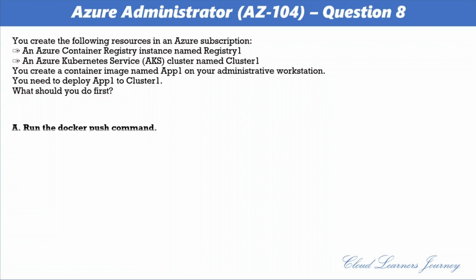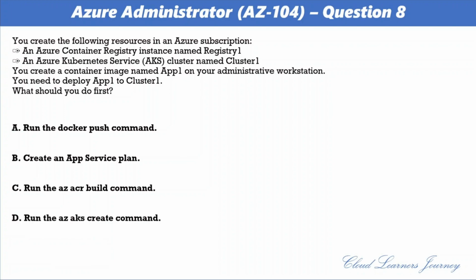And the options are A. Run the Docker push command, B. Create an app service plan, C. Run the AZ ACR build command, D. Run the AZ AKS create command. And the option is C. Run the AZ ACR build command. You should sign in and push a container image to container registry. Run the AZ ACR build command to build and push the container image.